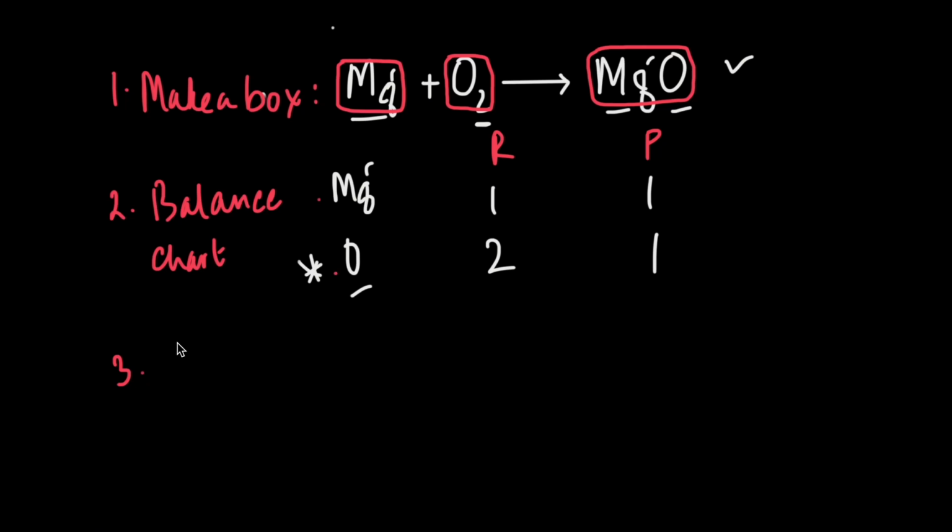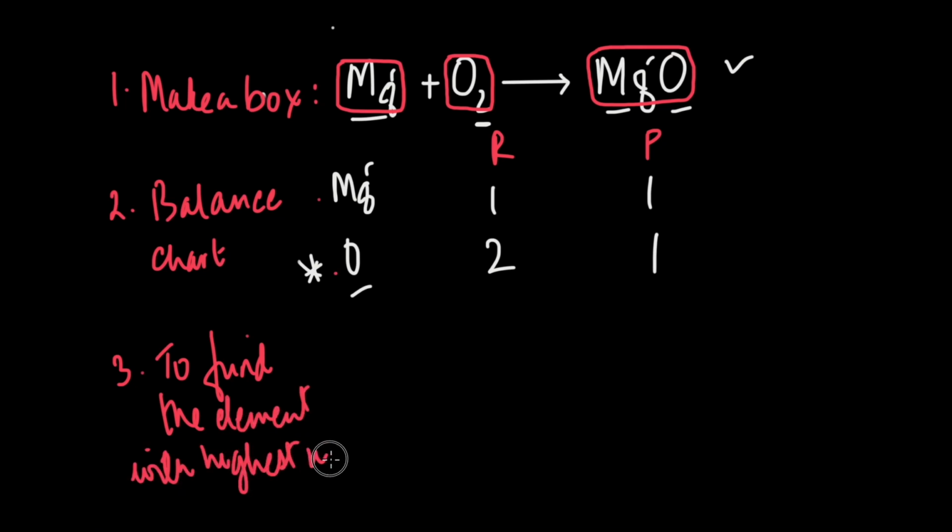We can write this as step 3, that is to find the element with the highest number of atoms and balance it. So the third step would be to determine which element has the most number of atoms, and then we target that and we begin our balancing from there. We can clearly see that oxygen here has the most number of atoms. So we're going to start with oxygen.